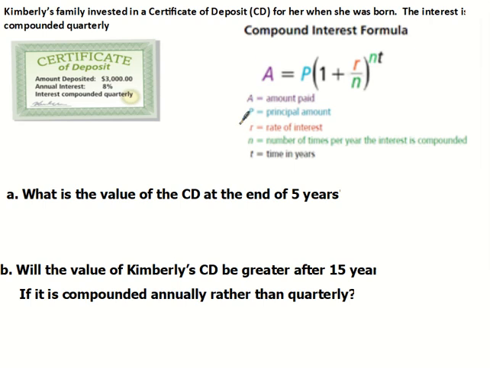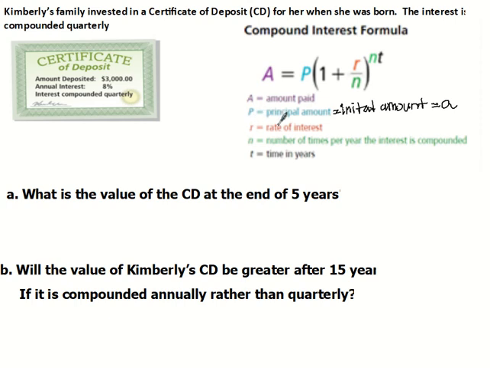All right, so Kimberly's family invested in a certificate of deposit, called CD, for her when she was born. The interest is compounded quarterly. So quarterly means 1/4, right? Quarter something. So in a year, they would do it 4 times. Okay, so this is a compound interest formula. A is equal to the amount you get paid. P is equal to our principal amount. We could also call this our initial amount, which in our other equation was considered our A. It's actually the same thing.